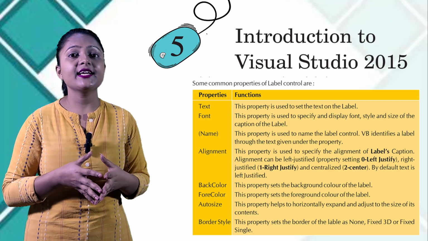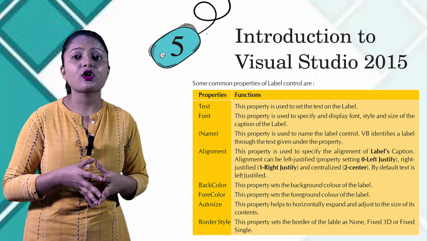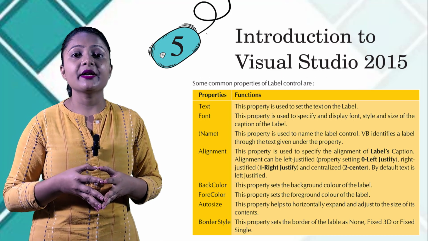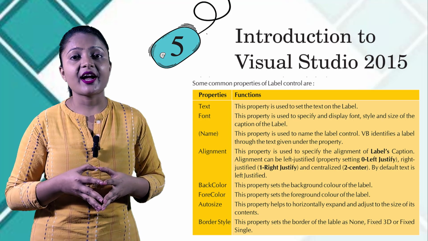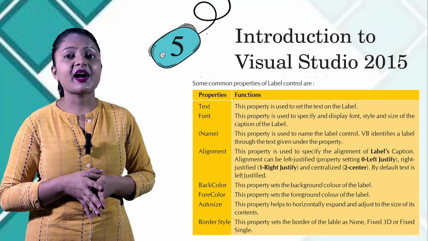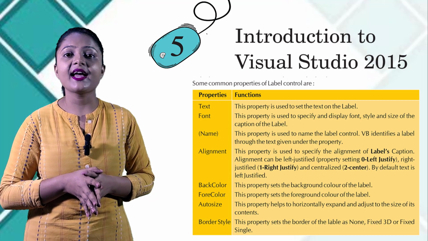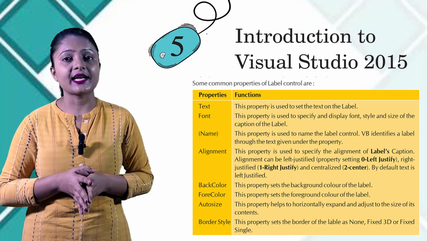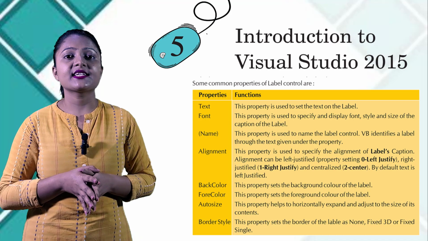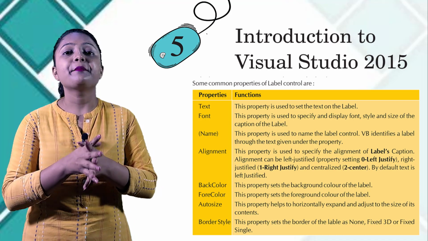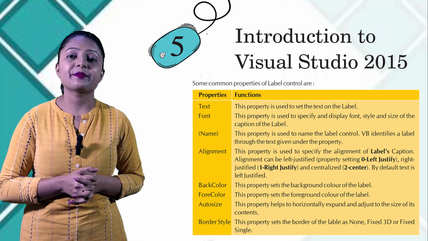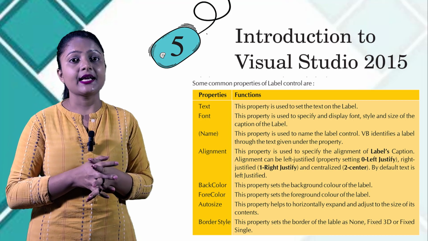Alignment. This property is used to specify the alignment of labels. Caption alignment can be left justified. Property setting 1 is left justify, 1 is right justify, and 2 is centralized to center, and by default text is left justified. Back color. This property sets the background color of the label.